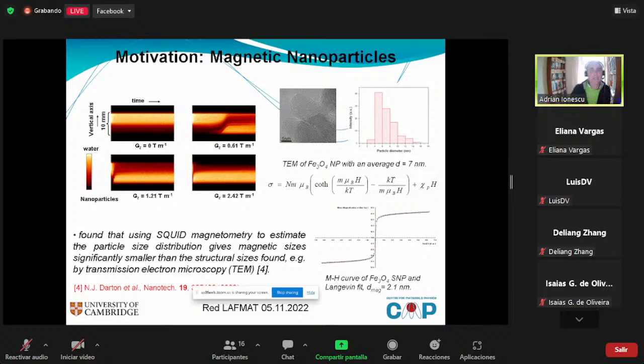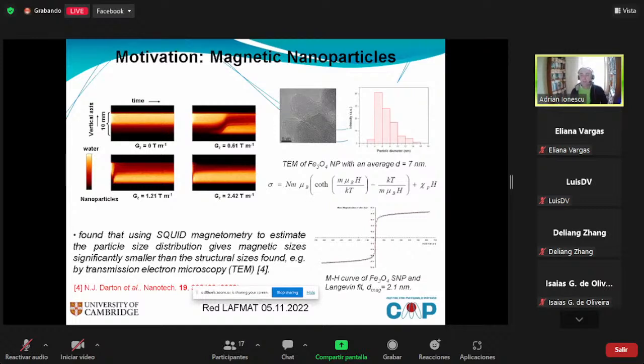On the top left, you see results of colloidal ferromagnetic or ferrofluid in a magnetic field as measured in a nuclear magnetic resonance setup. And you see the motion of the ferrofluid upon application of a magnetic field in time, and you could calculate basically the magnetic moment per nanoparticle by using what you see on the right, the Langevin formula.